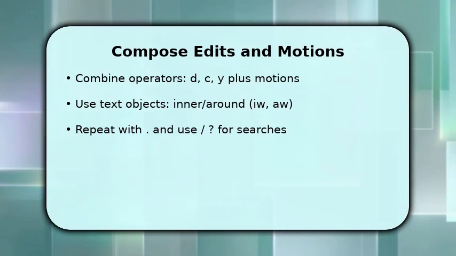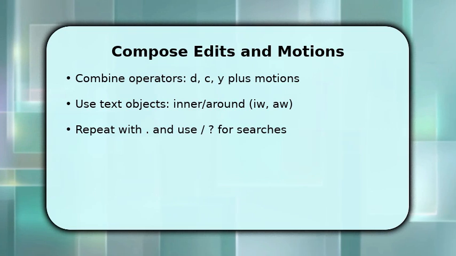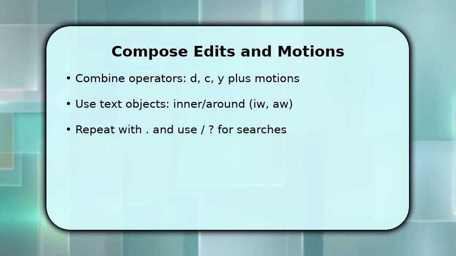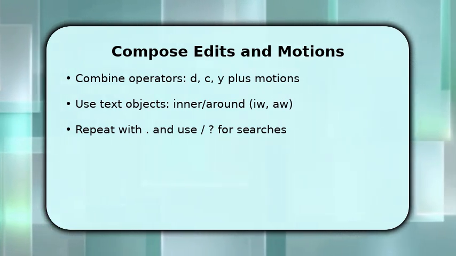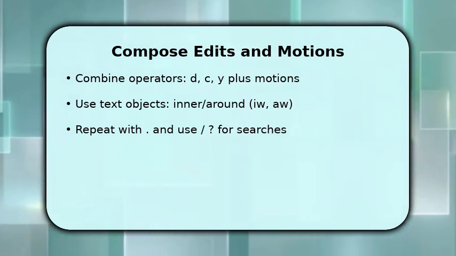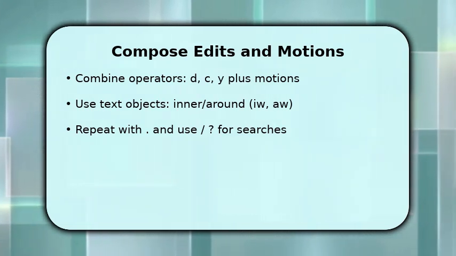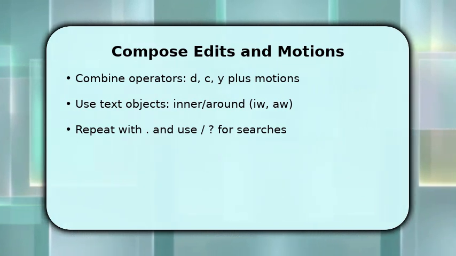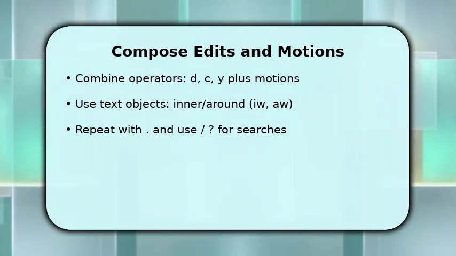Once you can move, combine operators with motions. dw deletes a word, c$ changes to the end of the line, yip yanks a paragraph. You should use text objects for precision: iw or aw for inner or around a word, i or a for parentheses or braces, making complex selections predictable. Make frequent use of . to repeat the last edit, and / or ? to find text, then n and N to traverse results. These techniques speed up multi-step edits without leaving normal mode.